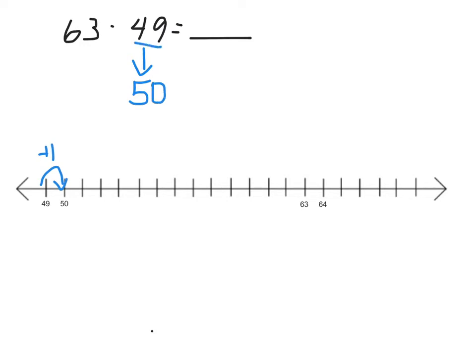Added 1 to 49, I would also have to add 1 to 63 in order to get the same number, because I can't just adjust one number and not the other. So 63 is right here. If I add 1, that would give us 64. So now I have 64 minus 50. So this is more friendly for me to subtract in my mind. 64 minus 50 equals 14.